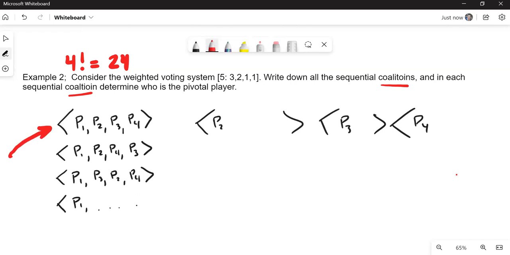All right, so in this first one that I listed there, if player 1 goes first, they have a weight of 3. That's not enough to meet the quota. If player 2 goes next, that's going to be a weight of 2, and 3 plus 2 is 5. That is enough to meet the quota. So in that case, our pivotal player is number 2. So we'll take a look at a few examples of who might be pivotal, and then maybe you have a pretty good understanding of how this works. That is what a sequential coalition is and pivotal players.